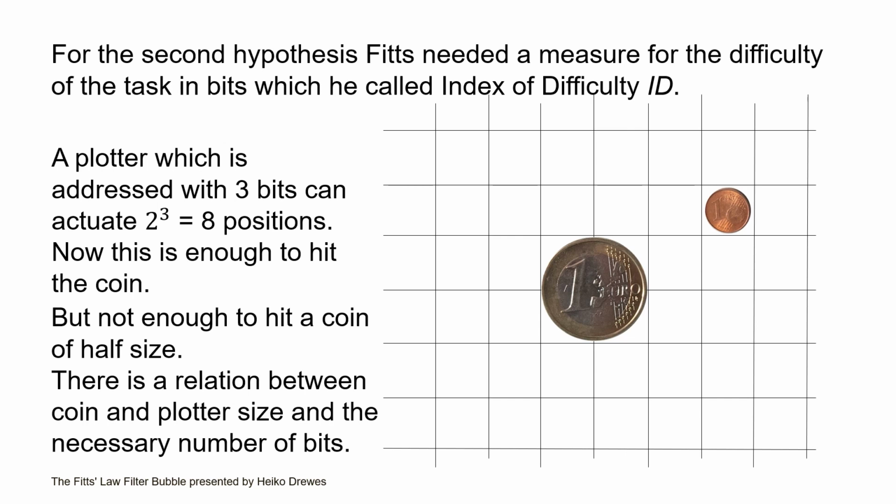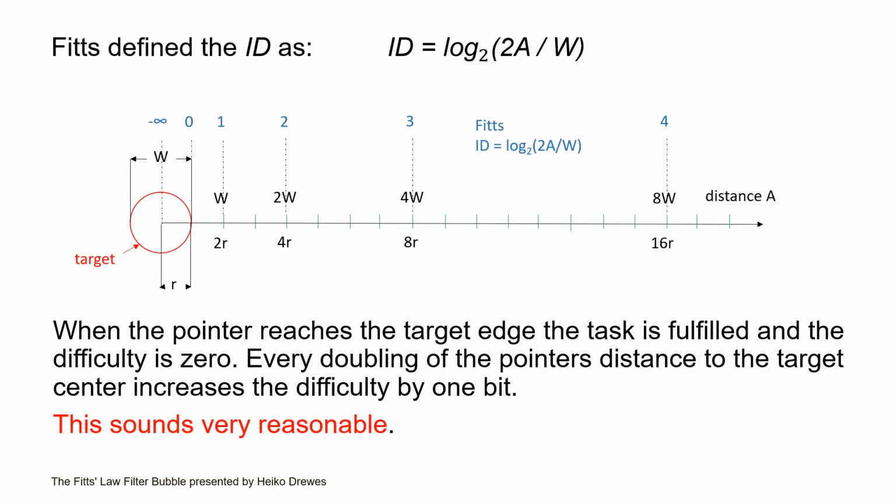This makes clear that there is a relation between the ratio of coin and plotter size and the necessary number of bits. Fitts defined the ID as the binary logarithm of a double ratio of distance and width. The doubling is necessary because the formula uses the target diameter and not the target radius. With Fitts' definition, the ID is 0 when the pointer reaches the target edge as the task is fulfilled. Every doubling of the distance from the pointer to the target center increases the difficulty by 1 bit.